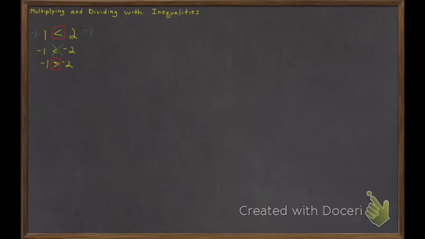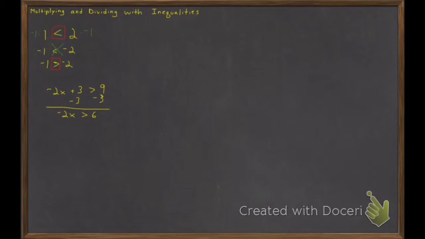Now, what I just showed you is not a proof, but hopefully it makes you a little bit more comfortable with understanding why we flip the symbol. Alright, so let's do an example which would demonstrate this. So if we had -2x plus 3 is greater than 9, what would we do? Well, we would solve this like any other inequality. We would minus 3 from both sides, and we would get -2x is greater than 6.